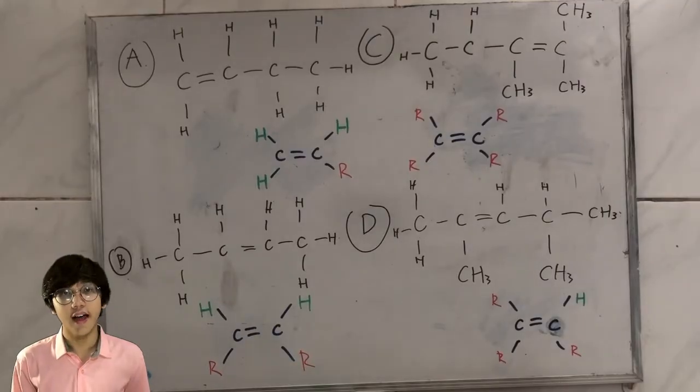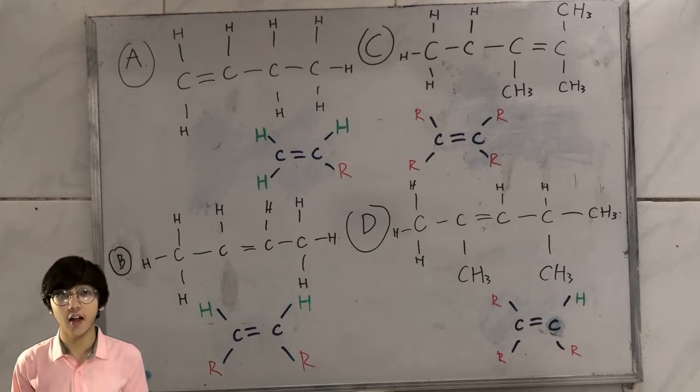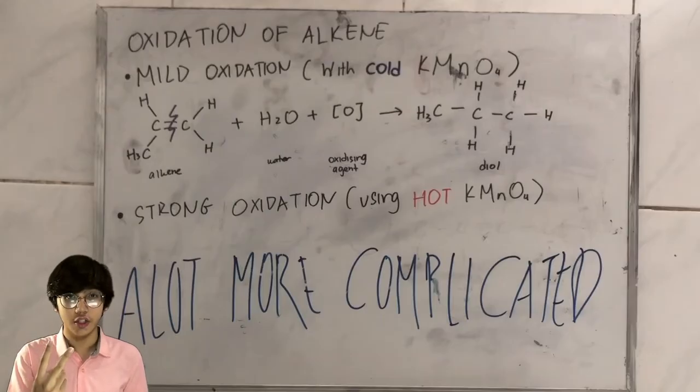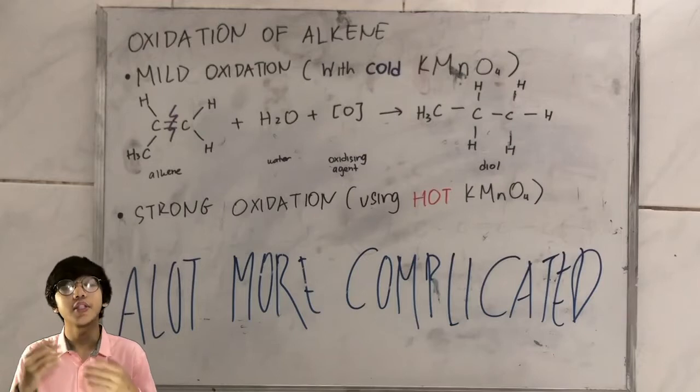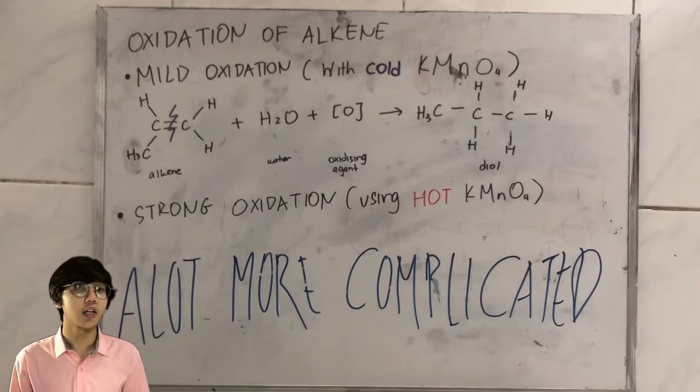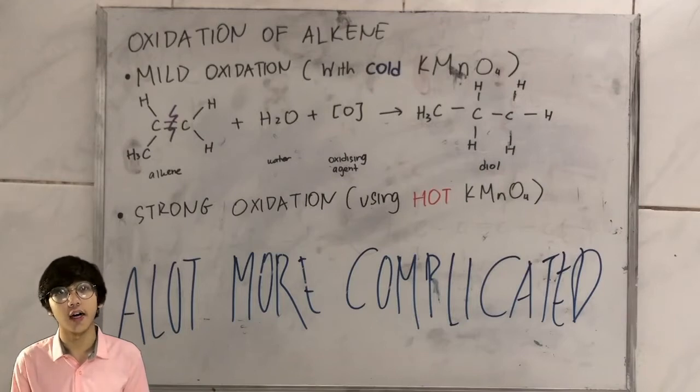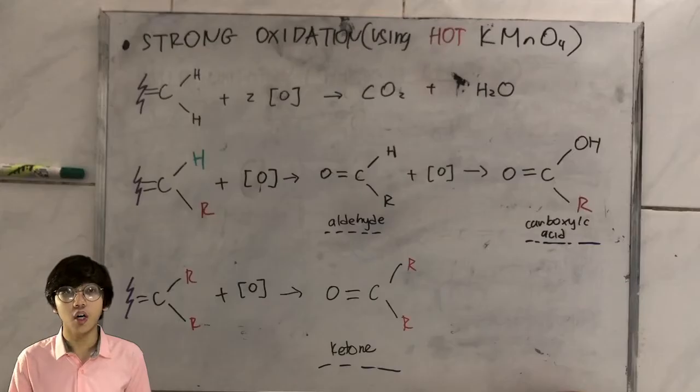Let's jump into question number 1. As you can see, all the answers given to us are alkenes. To answer this question, we must first understand the oxidation of alkenes using KMnO4. There are two types of oxidation. There is the cold one, and there is the hot one. Let's ignore the cold one because the question specifically says for the hot one.